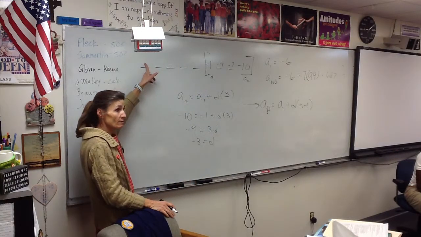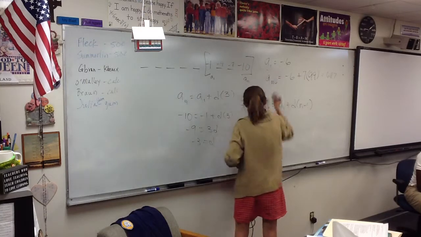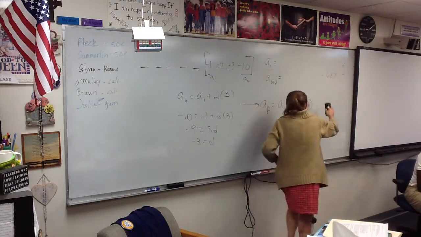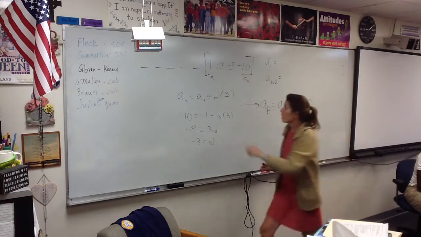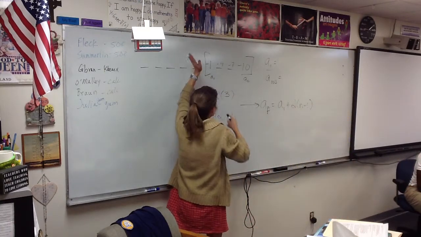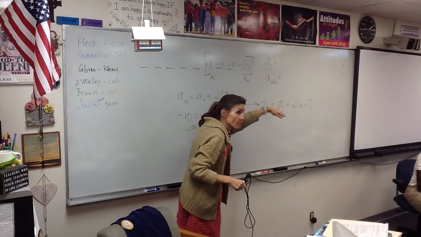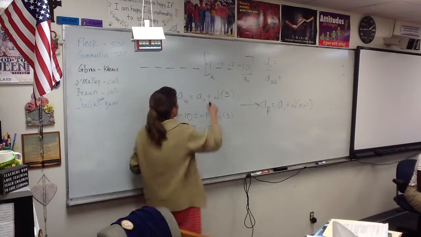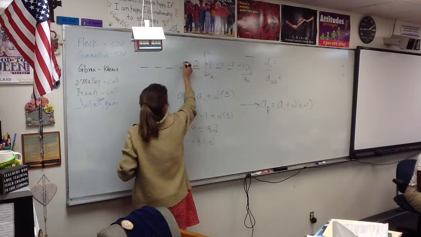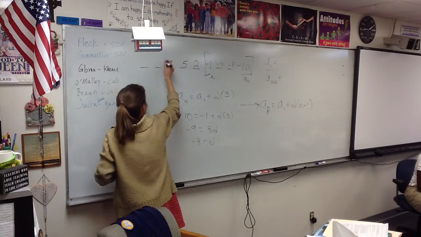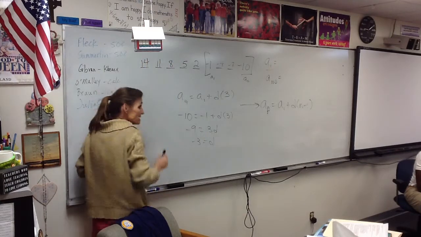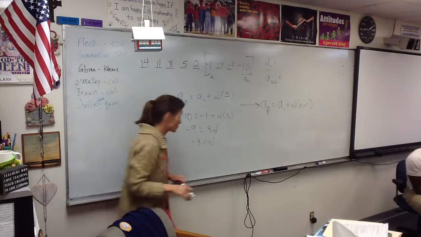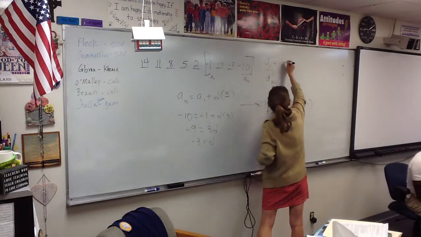This is the one I want, because the problem says find the first term. So you have to subtract a negative. If I'm going to go backwards, going this way I subtracted 3, so what am I going to do going this way? Add 3. So this would be 2, 5, 8, 11, 14. So the real first term is 14.